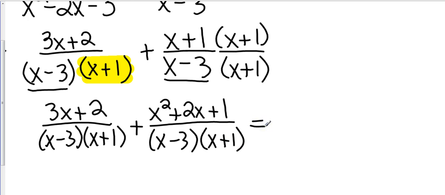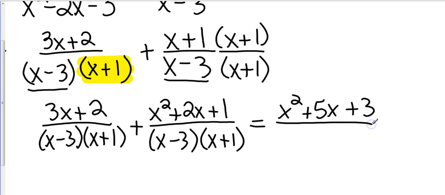Okay, now I want to clean it up. I want to combine all the like terms on the top. I'm going to put my x squared first because that's just the order I need it in. I'm going to combine the 3x with the 2x. So 3x plus 2x is 5x. And then I'm going to combine my numbers together. The positive 2 plus 1 is going to be plus 3. And then I put it over my denominator, x minus 3 times x plus 1.